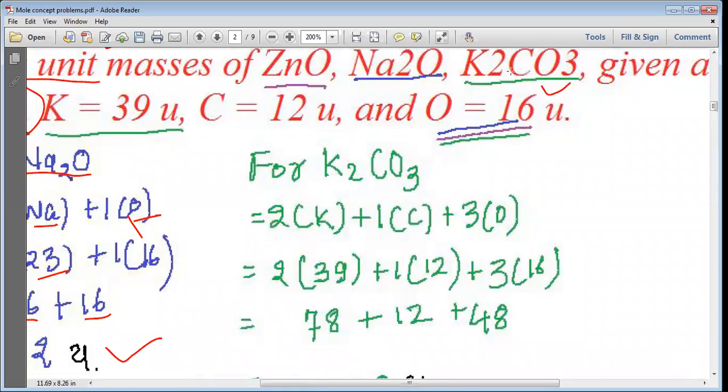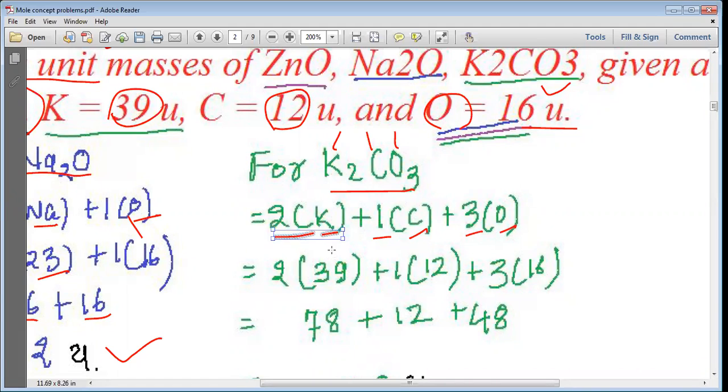Now we want to calculate for K2CO3, my dear students. If you look into the question, for K they have given 39 U, for C they have written 12, and for oxygen they have written 16 U. Looking into the formula, there are 2 K atoms, 1 carbon atom and 3 oxygen atoms. So the formula unit mass is equal to 2 into the atomic mass of K plus 1 into the atomic mass of C plus 3 into the atomic mass of O.